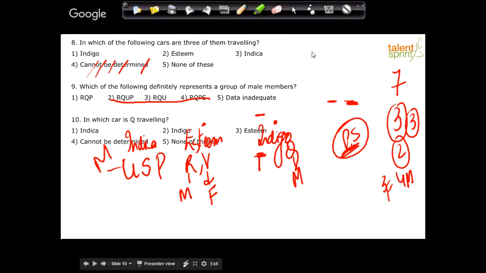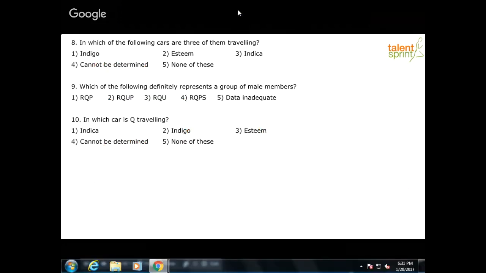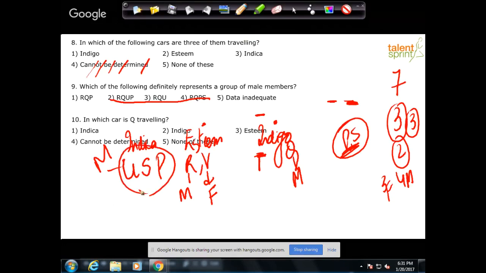If you look at this: which of the following cars are three of them traveling? We know that three people are traveling only in one car, which is Indica. Therefore, the answer here would be 3, Indica, without a doubt. Now, let's go to the next one.